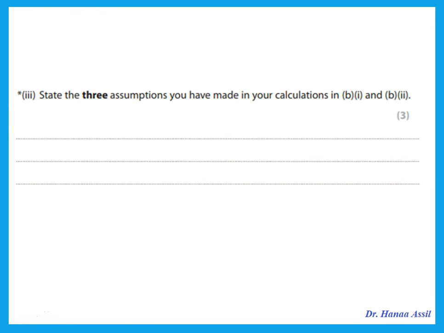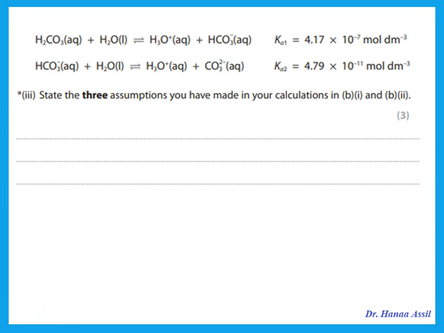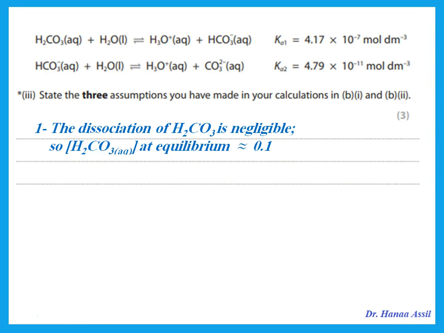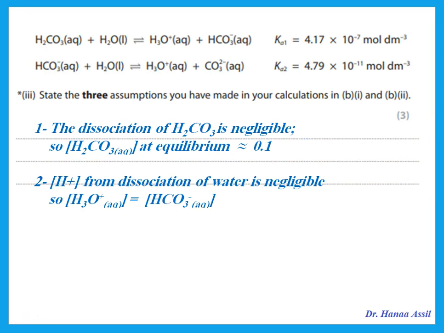Okay. State the 3 assumptions we have made in your calculation. So when he gives me these equations and we calculated the concentration of H plus ions, what are the assumptions that we made? You should realize we said, first of all, that the dissociation of carbonic acid is negligible. So the concentration of H2CO3 at equilibrium is basically the same. That's one assumption. The other assumption is that the H plus ions from dissociation of water is negligible.